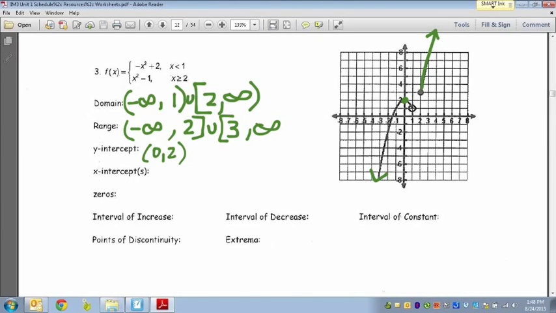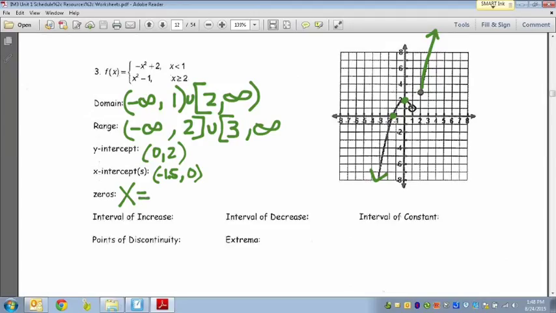X-intercept or x-intercepts. Okay, the x-intercept is right here. We'll say that's negative 1.5, 0. Okay, so negative 1.5. And then when it asks for zeros, here's what it's asking. It's asking for where does x equal 0? So it wants to know the exact number for x. It doesn't want to know the coordinates like we just did for the x-intercept. It wants to know where does the function equal 0?